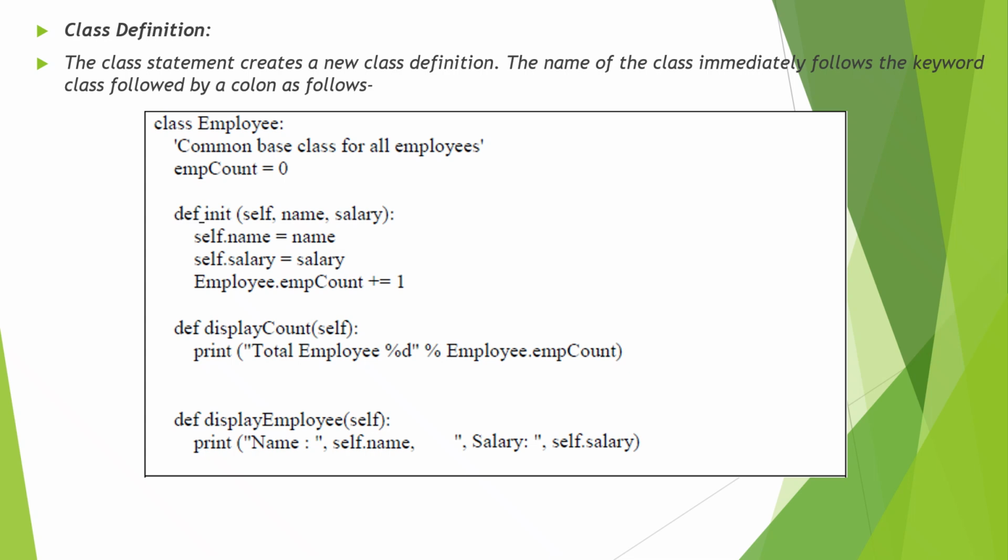So for the example given here, define display count of self, print employee. Here display count is a method belonging to the Employee class. When you call this method on an instance, Python automatically passes the instance as the first argument, which is nothing but self. So you don't need to pass it explicitly.